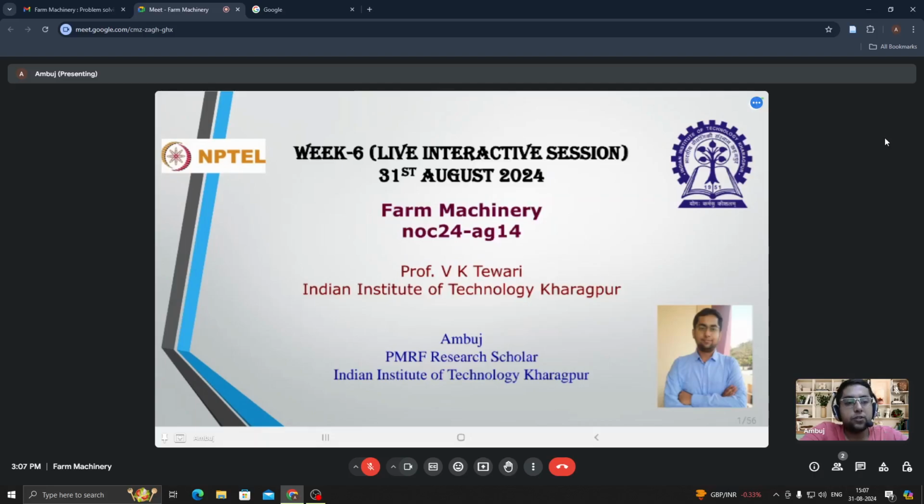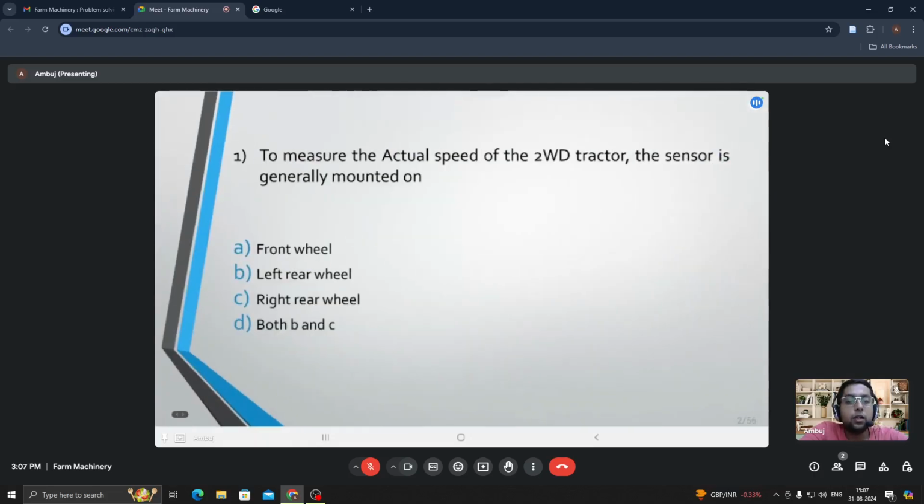box. So the very first question for the day is this one: to measure the actual speed of the 2WD tractor, the sensor is generally mounted on front wheel, left rear wheel, right rear wheel, or both B and C. Just try to solve. The correct option would be A, front wheel.